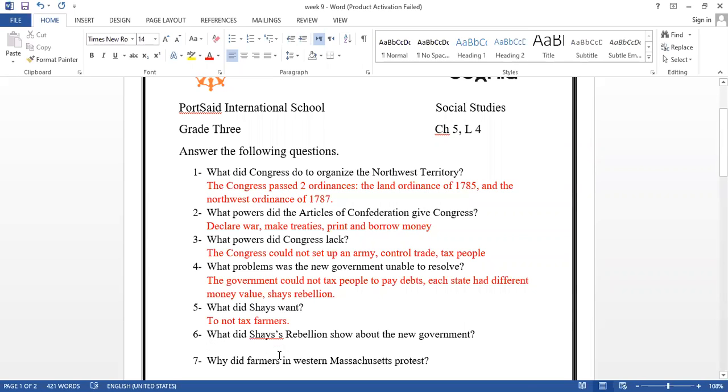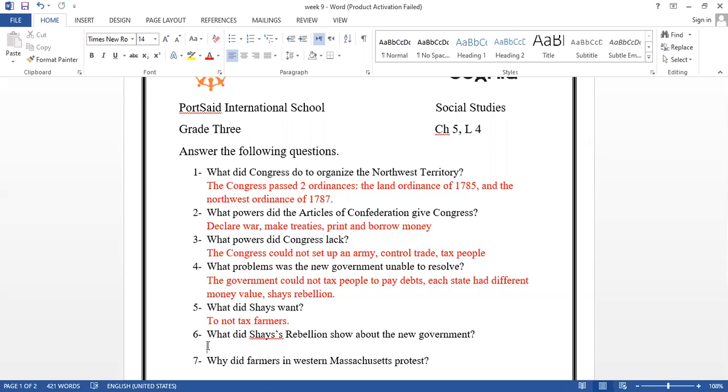Number 6. What did Shays' Rebellion show about the new government? Miss, can I answer? I know the answer. Yes, who are you? Yasin Douani. Yasin, say. Shays' Rebellion showed that they didn't want the government to tax them on the farm, and they wanted their debt.